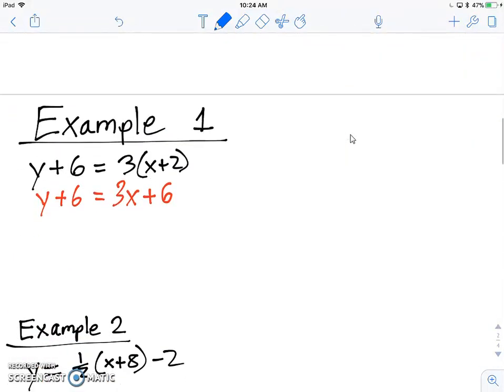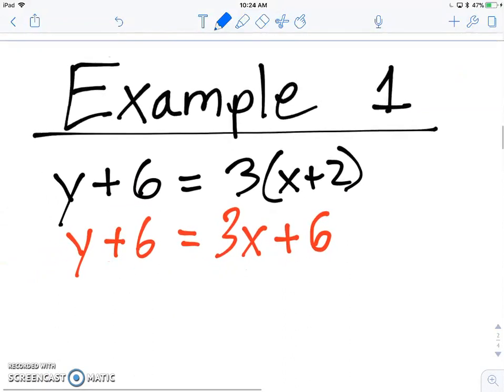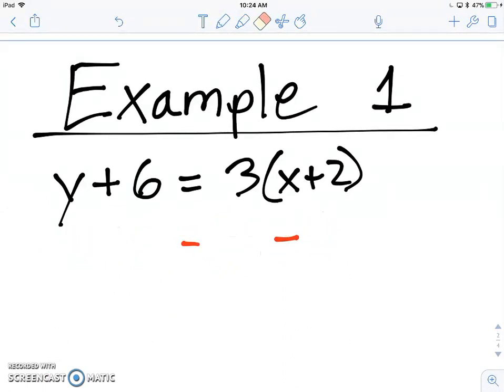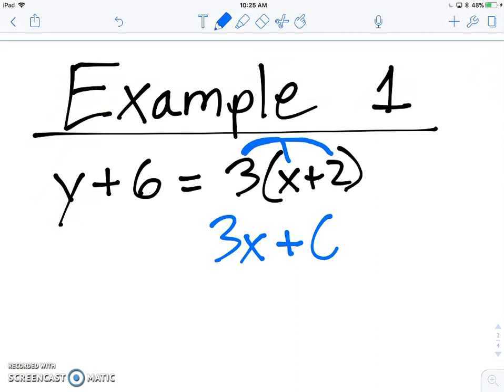So let's continue. I have 5 example problems for us to quickly do today. Okay, so y plus 6 equals 3 times the quantity x plus 2. So remember, first thing, use the distributive property to get rid of any parentheses. The distributive property means the number outside the parentheses is multiplied times every term inside. So 3 times x is 3x, and 3 times positive 2 is positive 6. And then on the left side, we just bring down the y plus 6 equals.